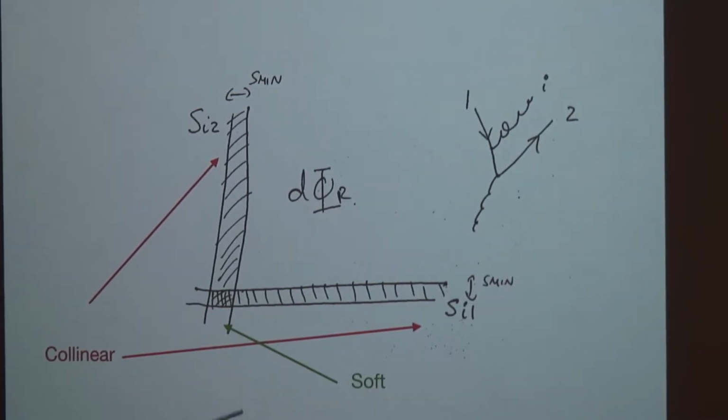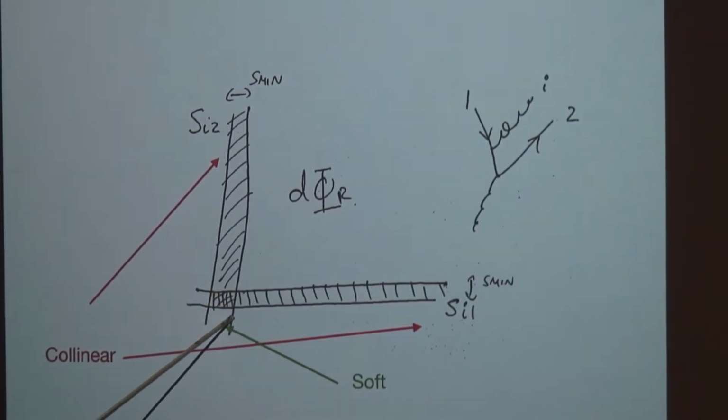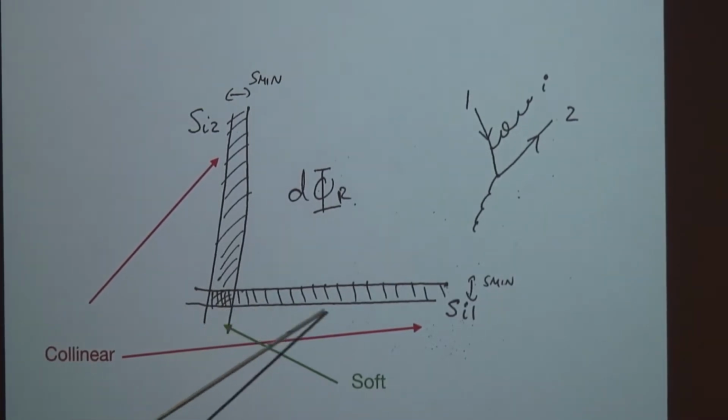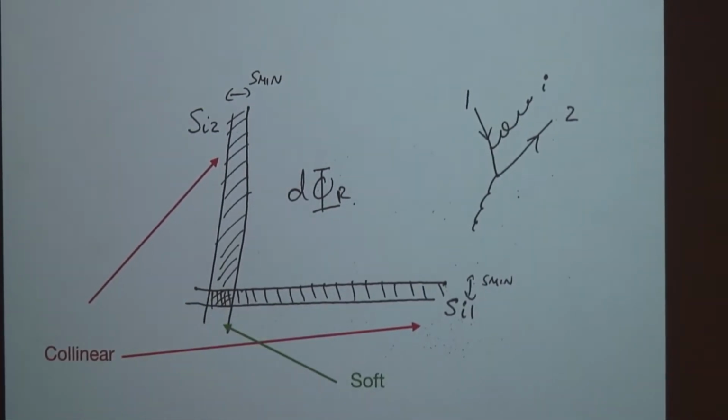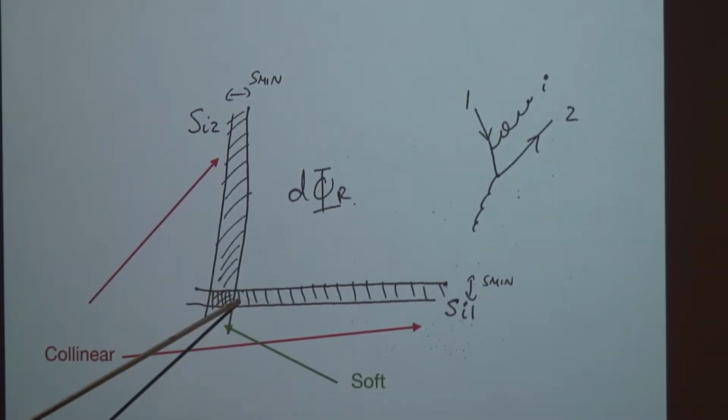The obvious way to do it is just to put a diagonal cut across here, and then everything above it is collinear and everything below is soft. And at next-to-leading order, you can do that. You can actually separate out the soft from the collinear. So you integrate the collinear down to some bit, and then you have the soft. You can disentangle the singularities in a fairly quick and painless fashion.